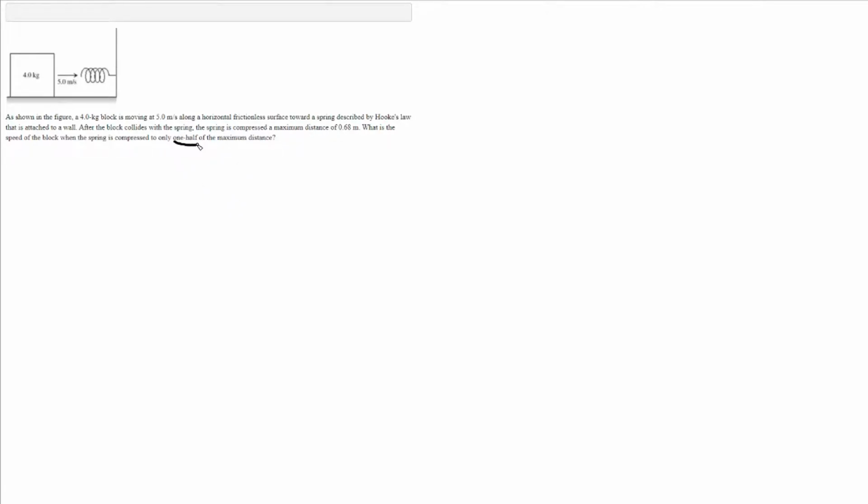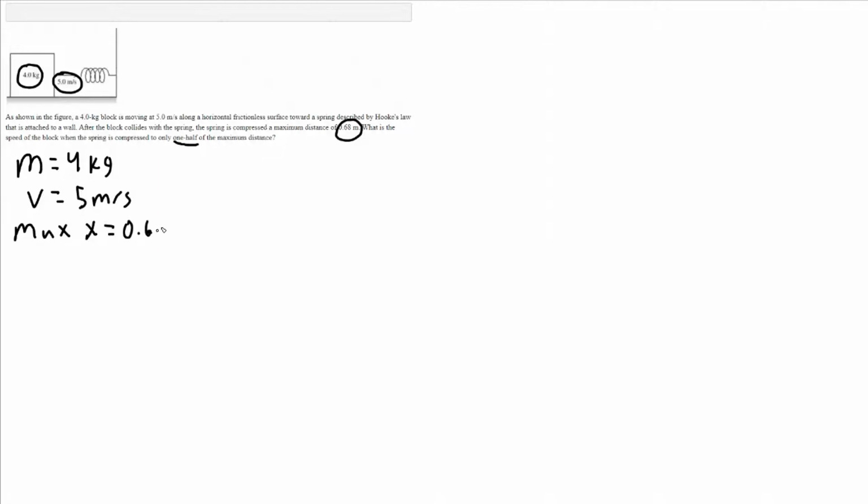So 1/2, that's pretty important. And there's some other things with this problem that we need to know too: the maximum distance, the weight of the block, and how fast it's going. So let's just write down these values pretty quick so we have them. Mass is 4 kilograms. The velocity is 5 meters per second. And the max x is usually used for distance. I wrote a. The max x is 0.68 meters.